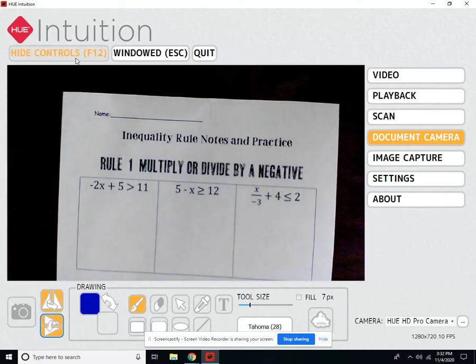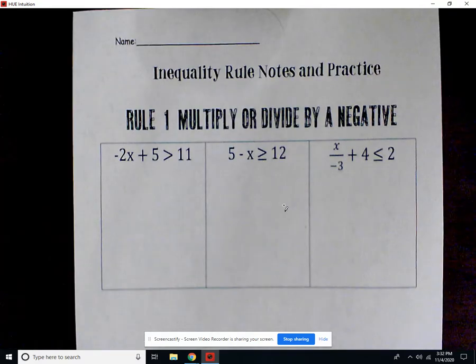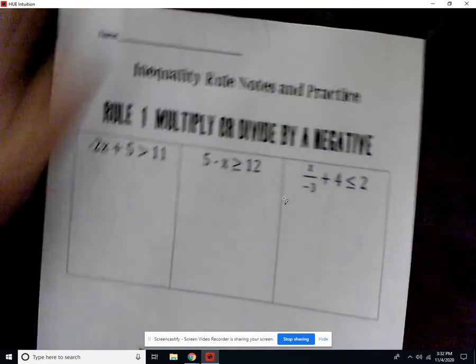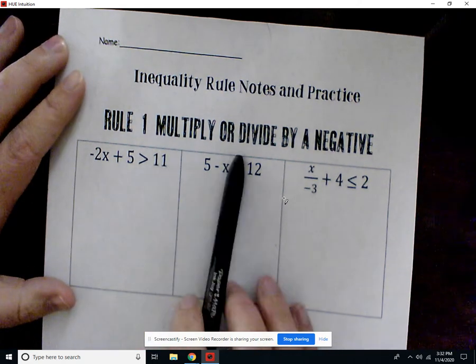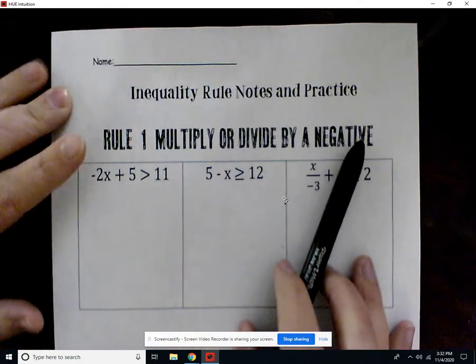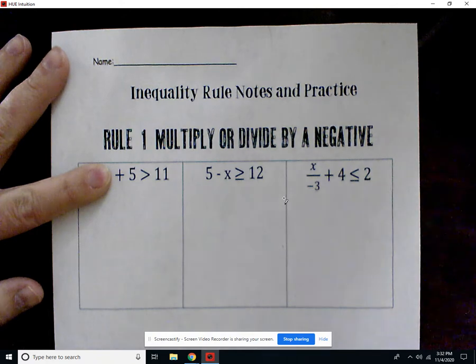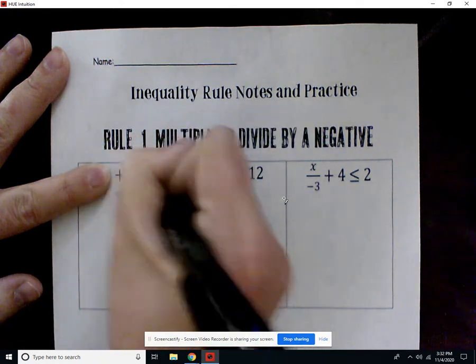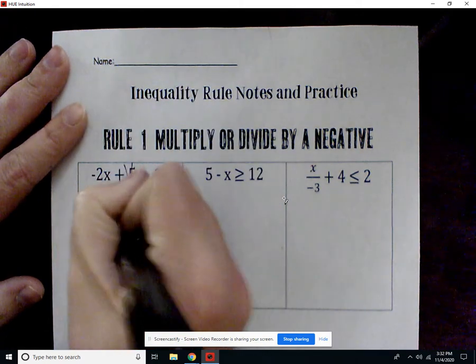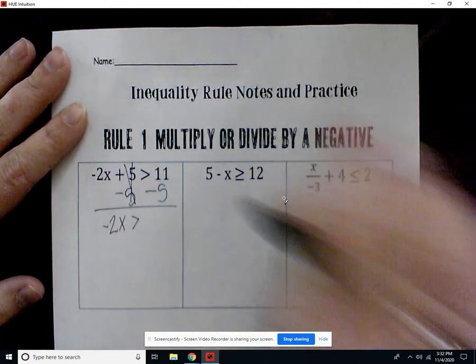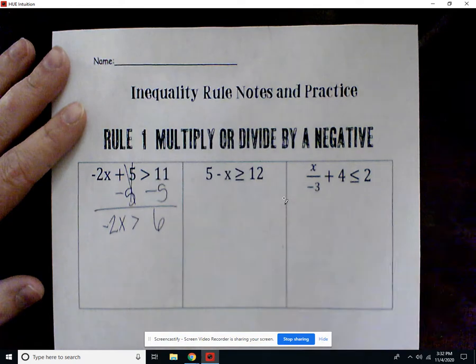Okay, so we're going to go through and practice some more two-step inequalities. So we've got rules where we're multiplying or dividing by a negative. So we'll cover up our x. Opposite of plus 5 is minus 5. 5s will cancel. Bring down a negative 2x, our arrow. 11 minus 5 is 6.